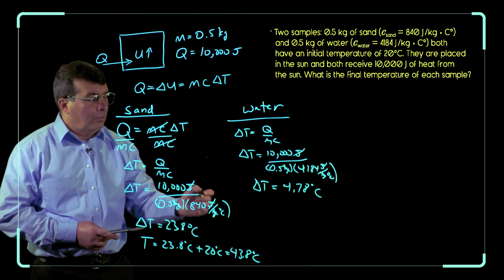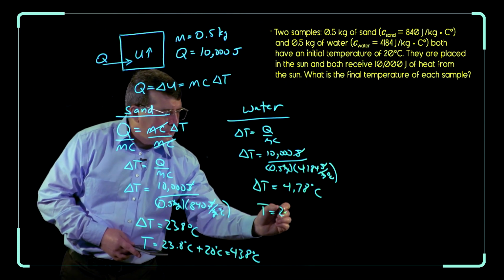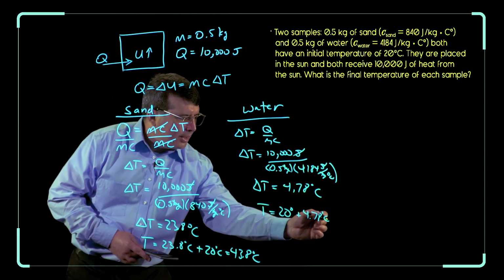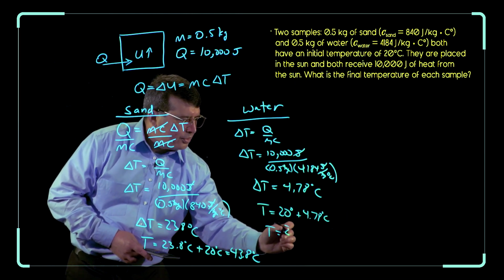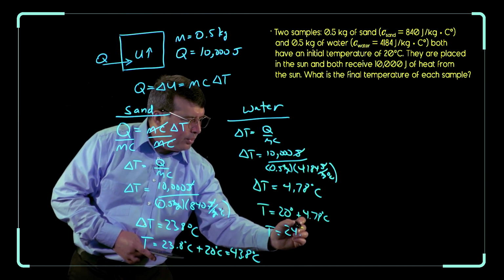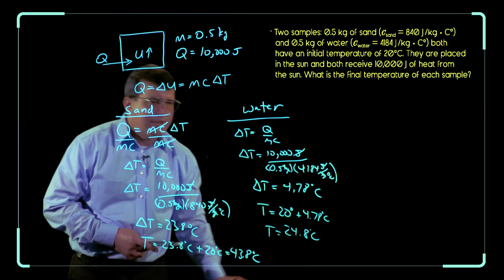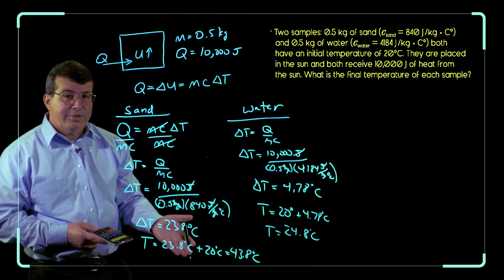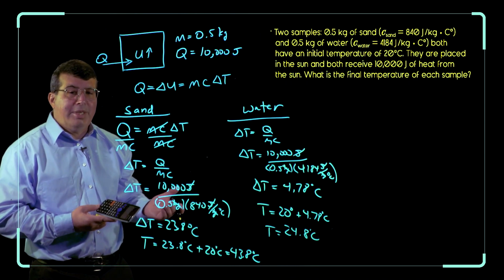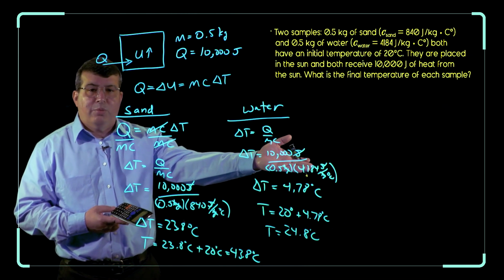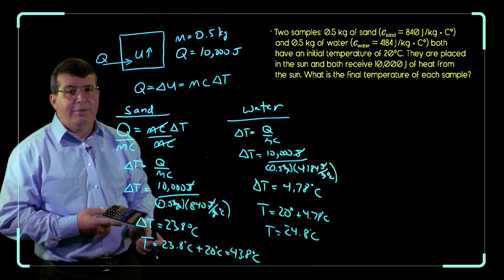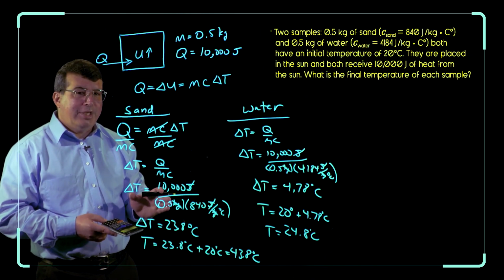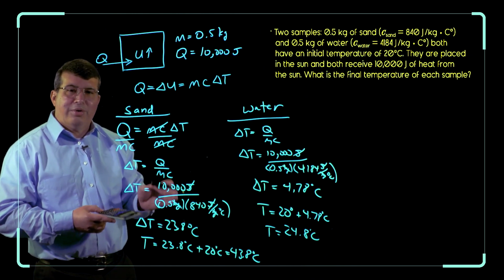So the final temperature of the water is the 20 degrees that we started with, plus 4.78 degrees Celsius. So the final temperature is 24 point, and I'm just going to round that up to 8 degrees Celsius. So you can see that the final temperature of the water is going to be much less than the final temperature of the sand, even though they receive the same heat, because the specific heat capacity of the water is much greater than the specific heat capacity of the sand. So those are the answers for both the questions, and now you know why at the beach the sand is much hotter than the water on a sunny day.